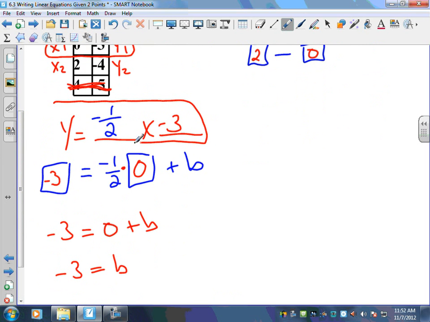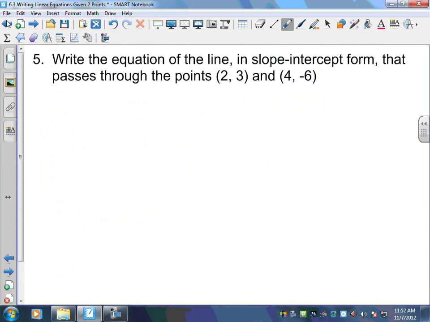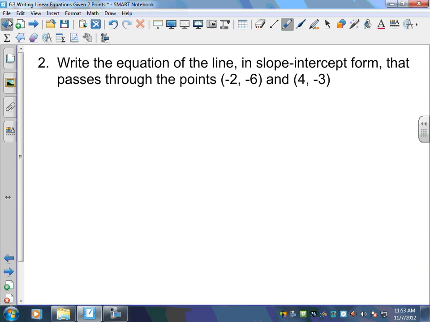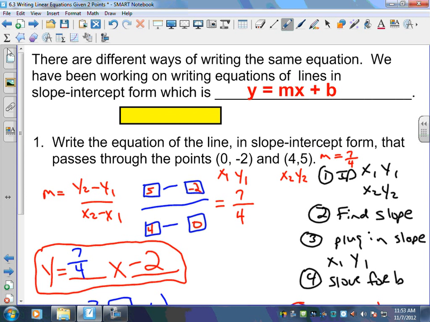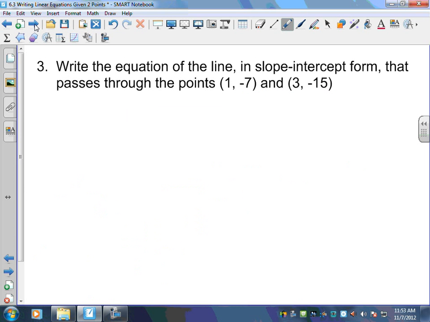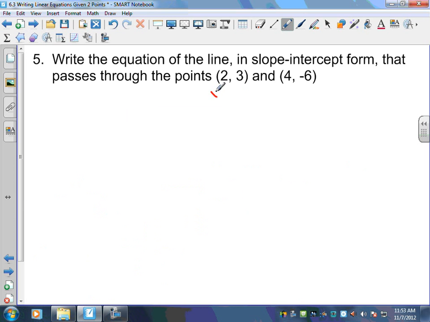This is my answer. Okay, we are going to do one more. I want to do one that does not give you... Here we go. Okay, let's do number 5. Step 1. We're going to identify x1, y1, x2, y2. So here we go. x1, y1, x2, y2. And we're going to find our slope.